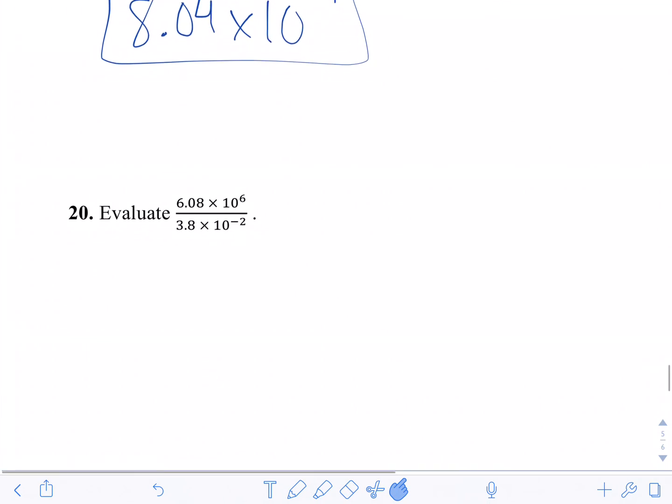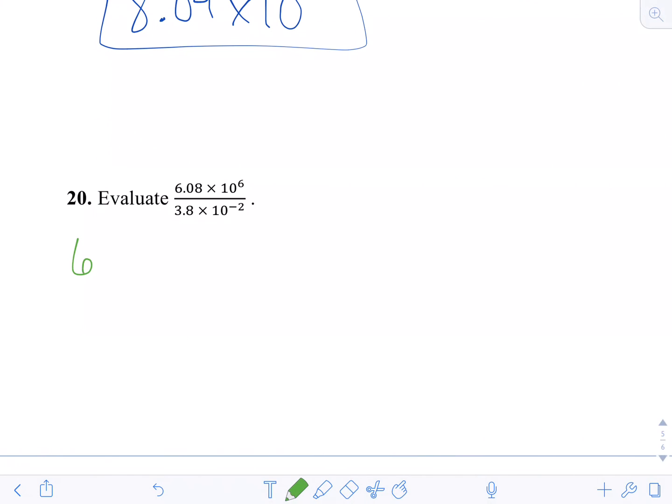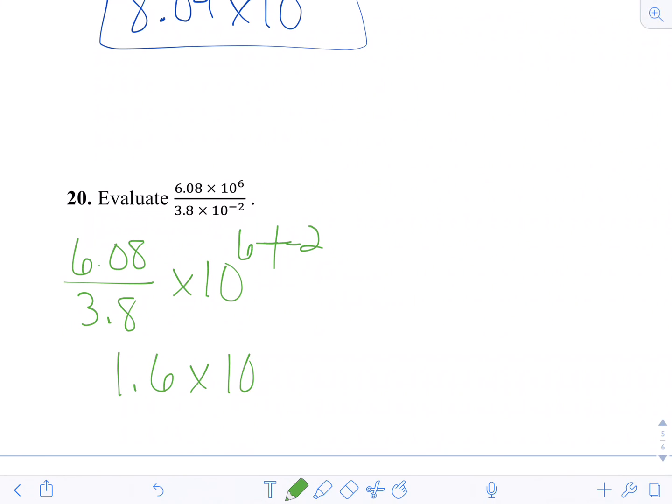And the last, I think this is the last one. Yep, last one. Okay, we're dividing. So you have 6.08 divided by 3.8. And you're going to times that by 10. When you divide, you subtract. So 6 minus a negative 2. Remember, minus a negative becomes positive. So 6.08 divided by 3.8 is 1.6 times 10. 6 plus 2 is 8.